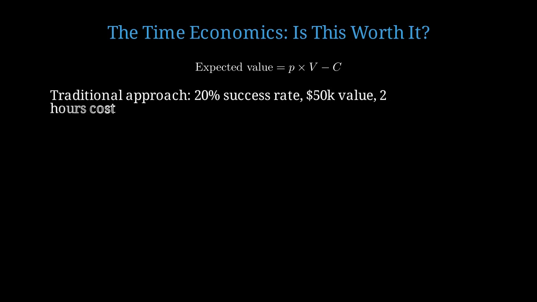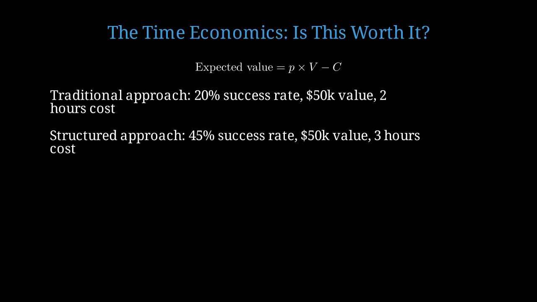Traditional approach. You have about a 20% chance of success. Your project is worth $50,000 if successful, and you spend 2 hours deciding. Expected value is 0.2 times 50,000 minus your hourly cost. Structured approach. You increase your success rate to 45% through better ideas, same $50,000 value, but you invest 3 hours total. Expected value is 0.45 times 50,000 minus 3 hours of cost.